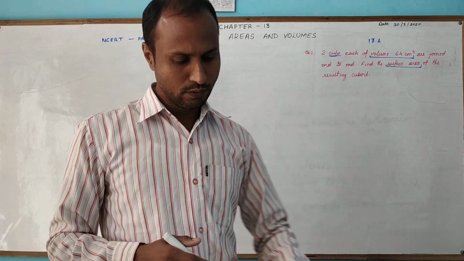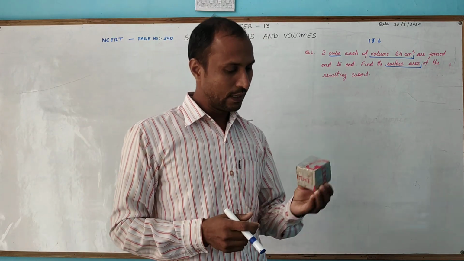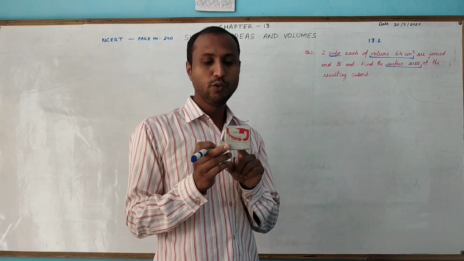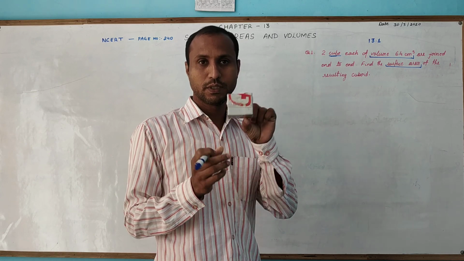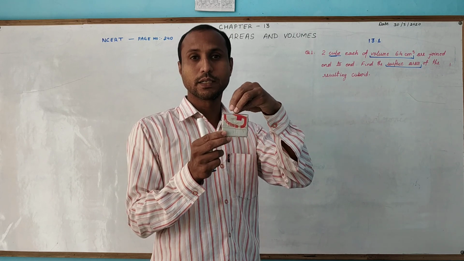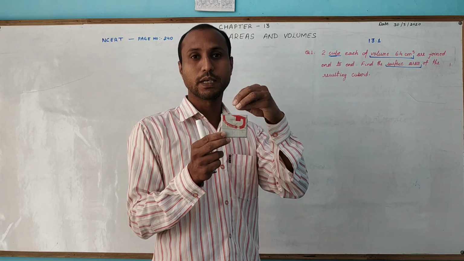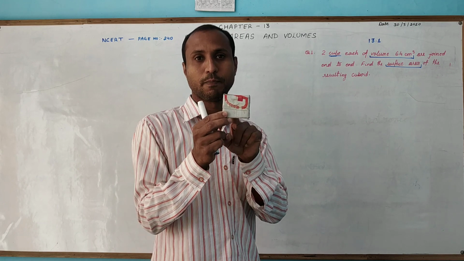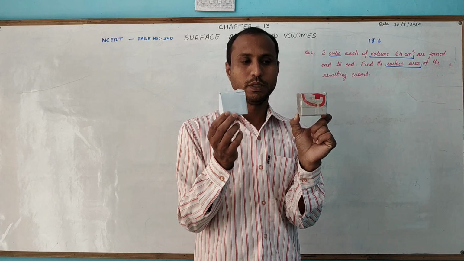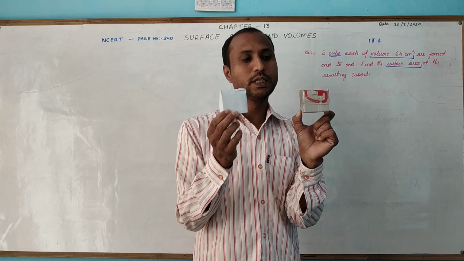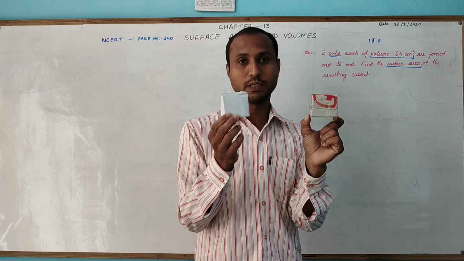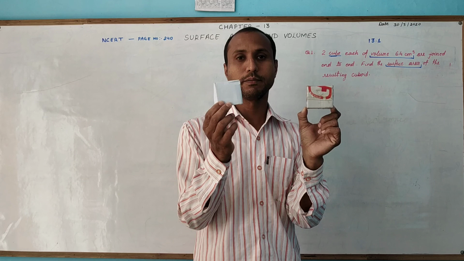First of all, it is given here that the volume of this cube is 64 centimeter cube. Volume means the capacity of this object, whatever things we can keep inside it, or how much water we can keep inside a cube of this size. So two cubes are given, and the volume of these cubes is 64 centimeter cube. That means each one is 64 centimeter cube.